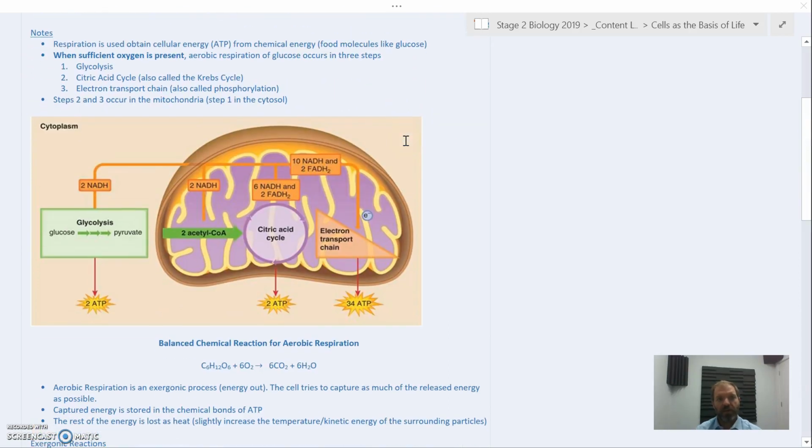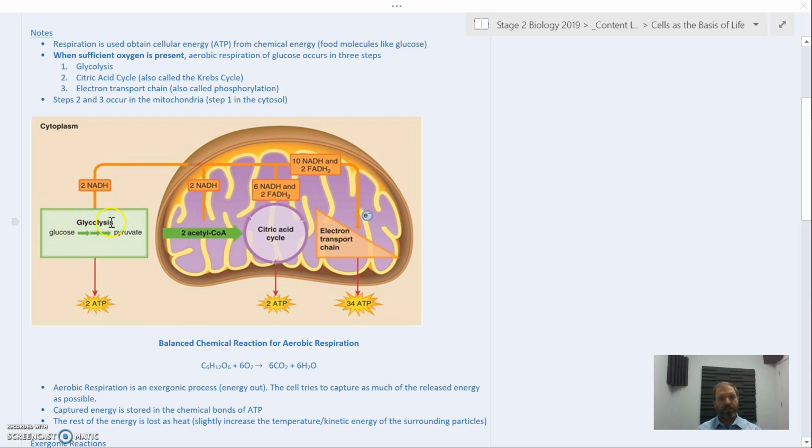So really what we're talking about is cellular respiration is a chemical process in cells that's used to obtain ATP, which is used for cellular energy, from chemical energy in food molecules like glucose. Actually, of course, ATP is also a chemical, so it's a transformation from one type of chemical energy to another. When there's sufficient oxygen present, we can do aerobic respiration, which has three parts.